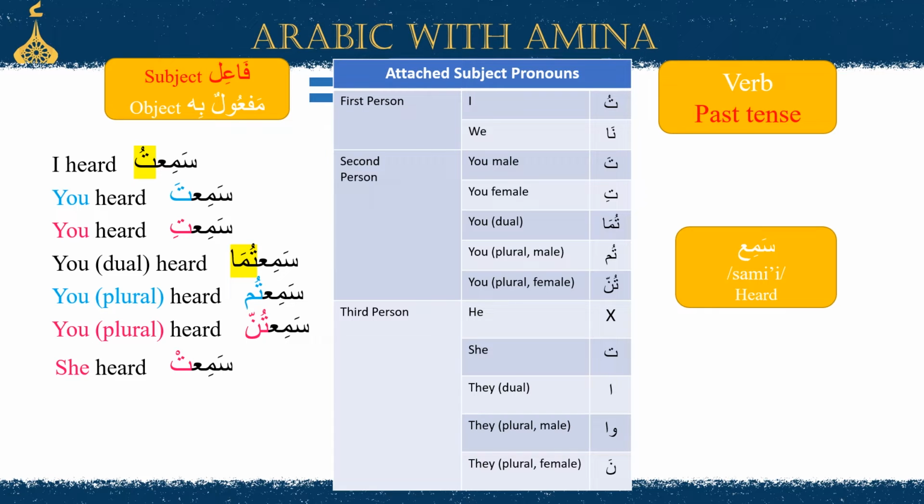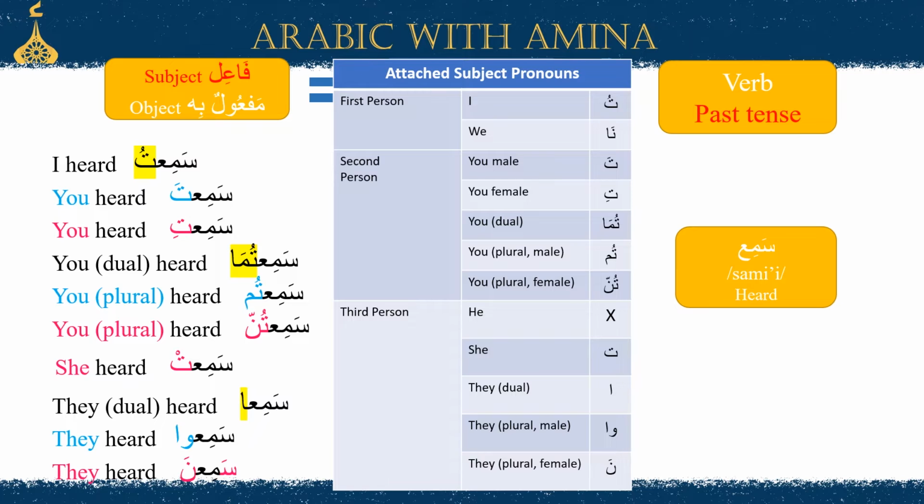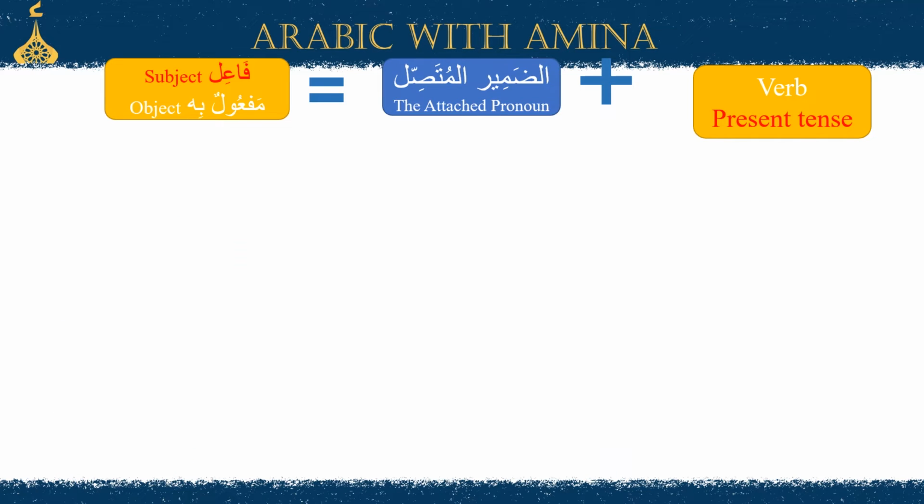Talking about they in the dual form, sami'a. Talking about the plural male, they, the plural male, sami'u. And for female, sami'an.